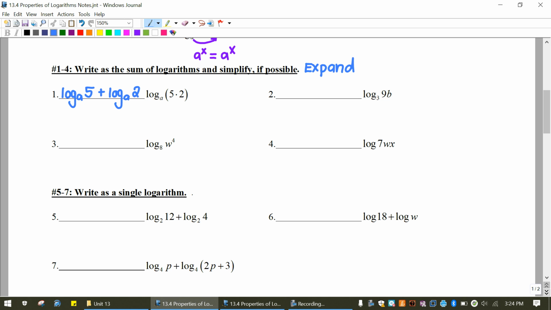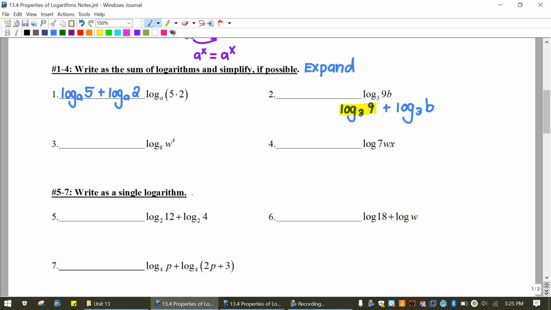If it was possible for us to simplify either of these pieces, we would. This one, we have variables as our bases, so we're not going to be able to simplify those any further. On number 2, if you give each piece its own log, you've got log base 3 of 9 plus, because you've got a multiplier here, log base 3 of b. You actually can simplify this first piece.